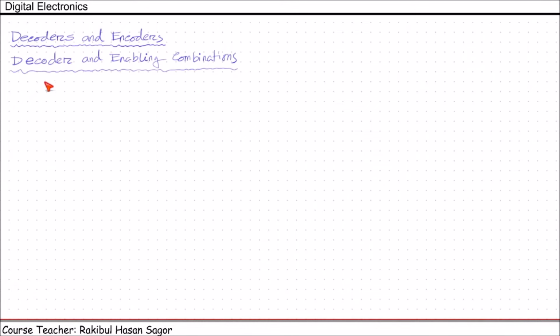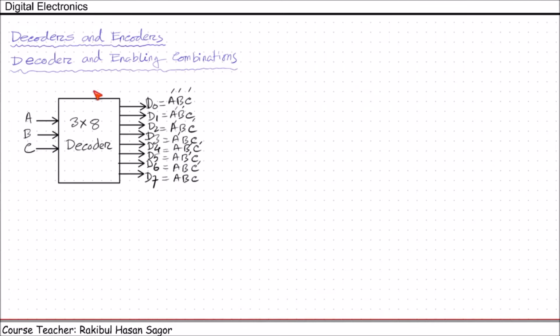Next, we will see decoders with enable inputs. What is the enable input? See an example using a 3 into 8 decoder. This is the block diagram of the 3 into 8 decoder, and we know how to construct this circuit. In a decoder with enabling options, there will be another input which represents enable input. It is represented by En. What is the function of this enable input?